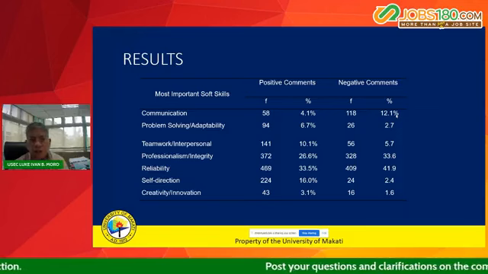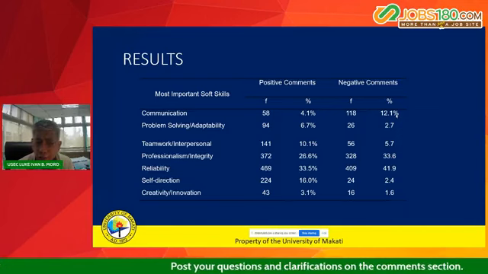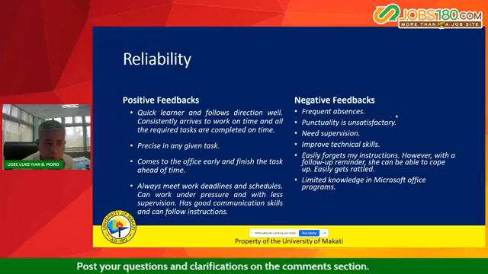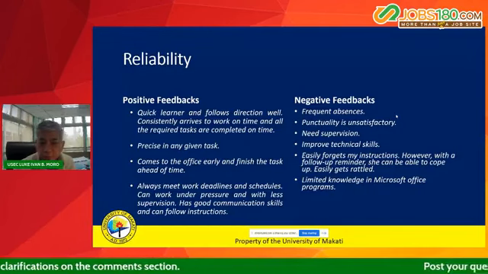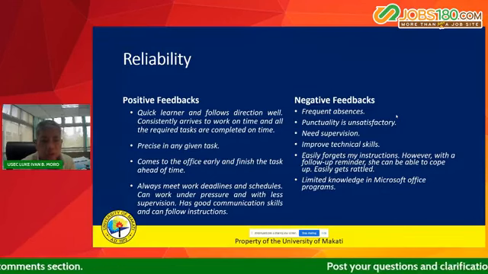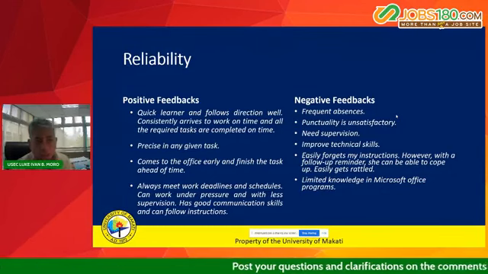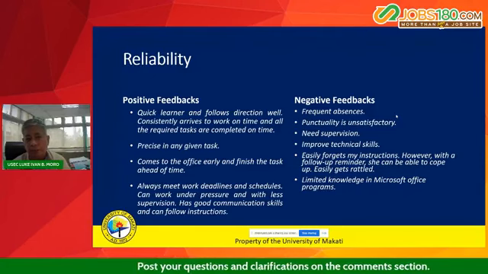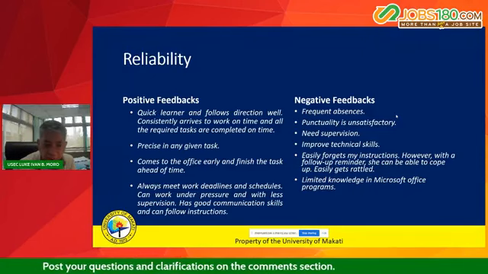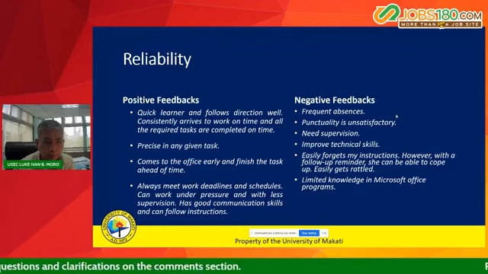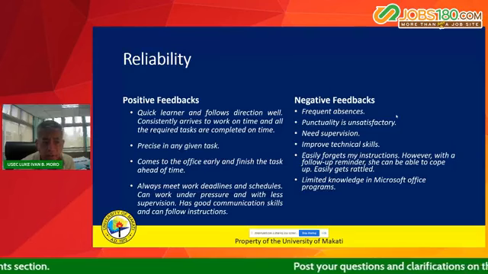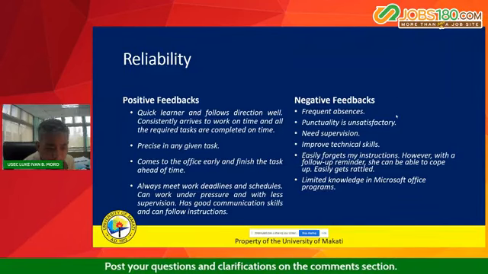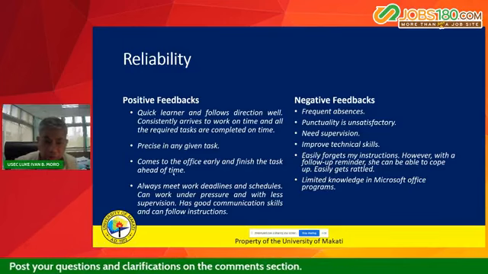So, the next is, what is reliability? Yan. So, these are specific comments, real comments from the supervisors about the OJT. So what are the positive feedbacks? So you'll have an idea what is reliability. Precise in any given task. Quick learner and follows direction well. Consistently arrives to work on time and all the required tasks are completed on time. So, how do we analyze that?